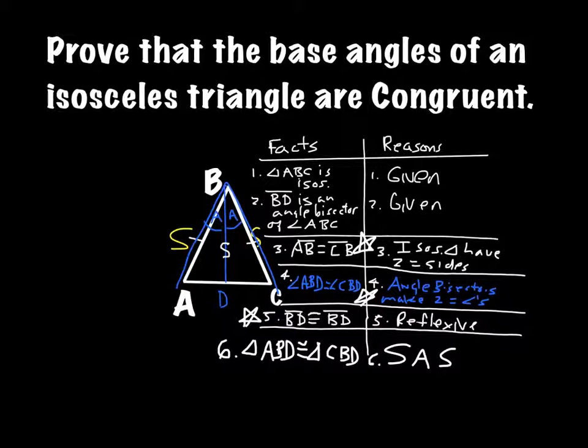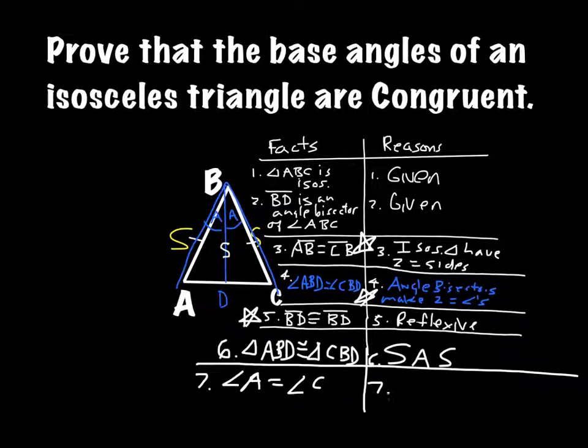Now that I know that those two triangles are congruent, every part in one triangle must have a matching part in the other triangle. So in step 7 I can write down that angle A must be the same as angle C. And the reason for that is nicknamed CPCTC. The corresponding parts of the congruent triangles must be congruent. In other words, if the two triangles are exactly the same, every part in one triangle must have a matching equal part in the other triangle.